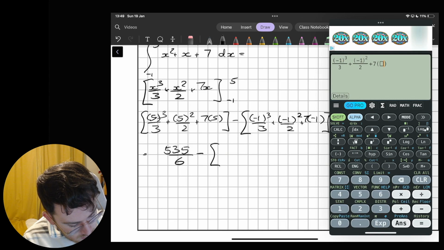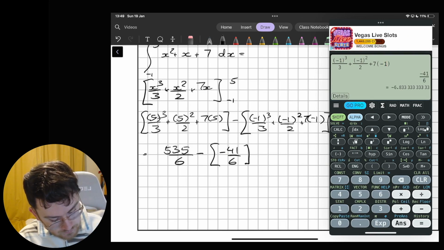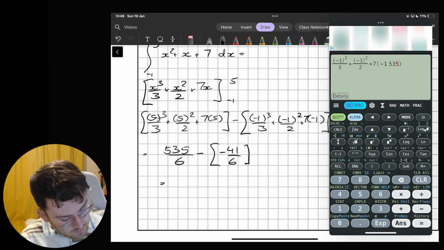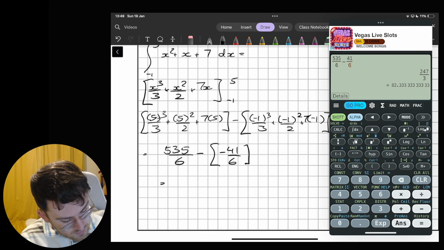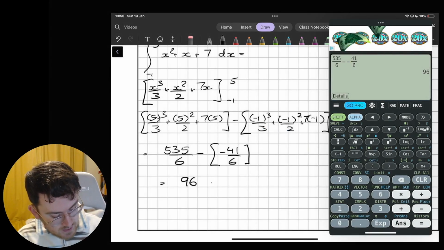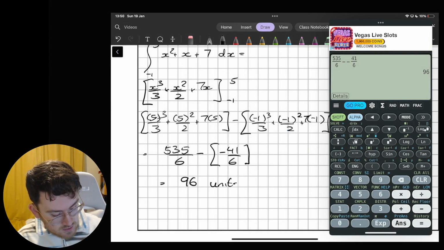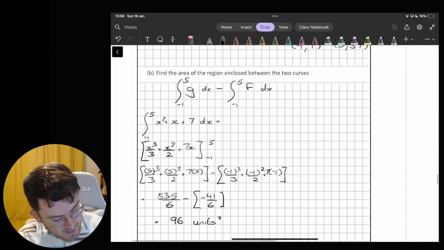Minus 1, minus 1, minus 41 over 6. Okay, so putting those together, 535 over 6 minus 41 over 6, or minus 41 over 6, so that plus 41 over 6. Ooh, bad sign. 96 units squared.